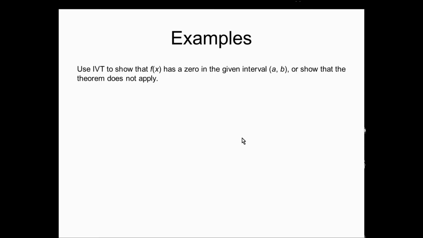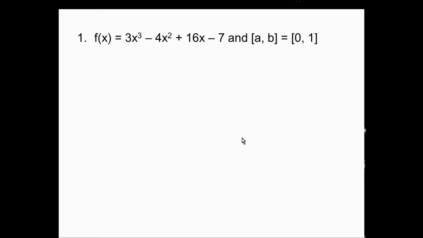So let's try some specific examples. Sometimes these will be given as true or false, that the intermediate value theorem does apply or does not apply. So: use the intermediate value theorem to show that f of x has a 0 in the given interval a, b, or show that the theorem does not apply. Here's our first one. f of x is 3x cubed minus 4x squared plus 16x minus 7, and my interval is from 0 to 1. About the easiest interval I can give you.